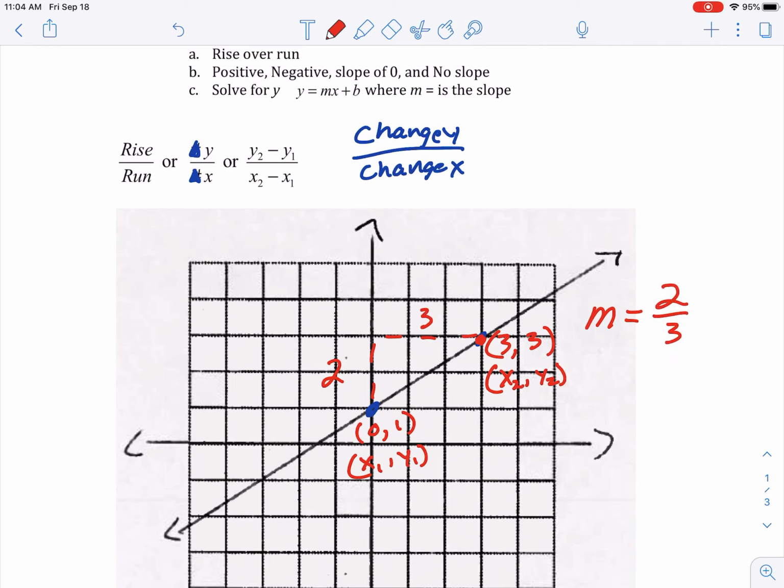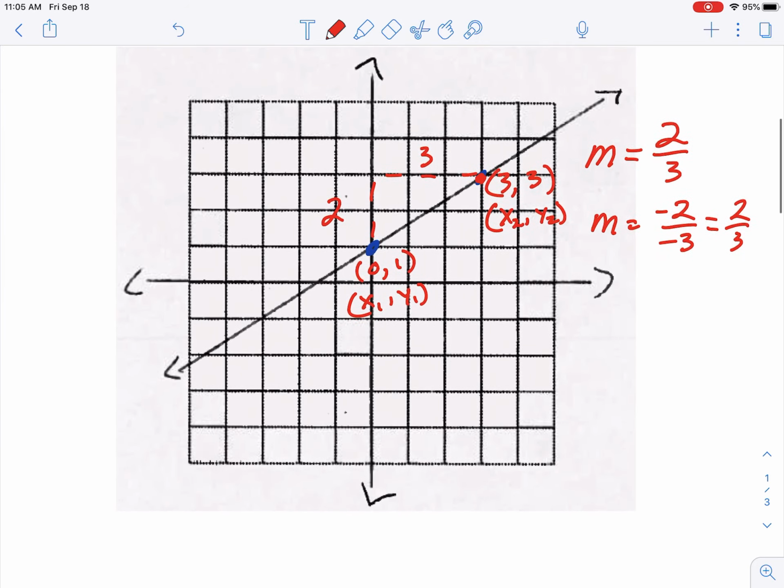It's rise 2 over 3. Now something that we pointed out in class as well is if I go from this point right here to this point, going down and back, I would get a negative 2 over a negative 3. Negative 2 rise, negative 3 run. And that would be the same as a positive 2 over positive 3. Let's just show that real quick. A negative over negative equals a positive. So the slope's going to stay the same no matter which direction you go as you're going from one point to the next.